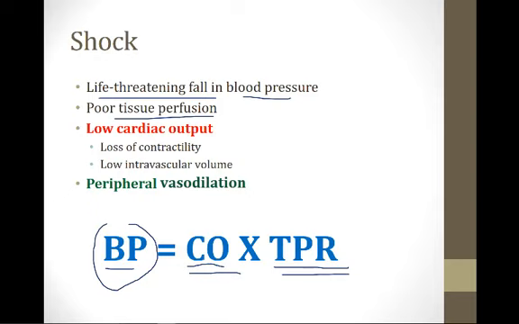Now, there are two reasons why you can develop low cardiac output. First of all, it could be a problem with the heart itself and a loss of cardiac contractility. And the second reason you can have a low cardiac output is if there's low intravascular volume. If the intravascular volume is very low, even if the heart is pumping normally, the cardiac output will fall. And then, of course, you can also have shock from peripheral vasodilation. This leads to a fall in the peripheral resistance.